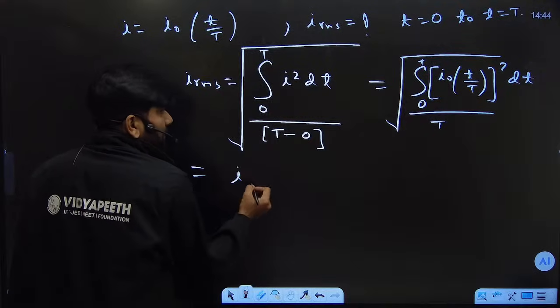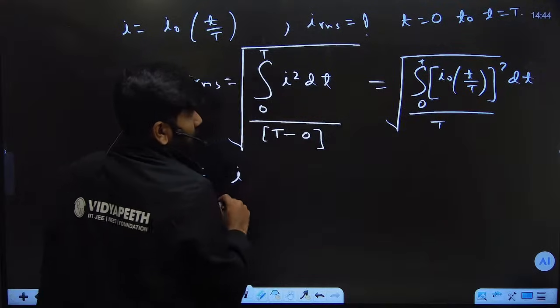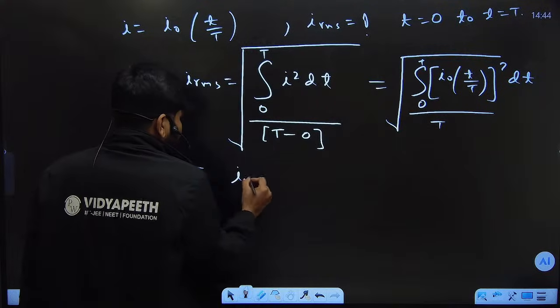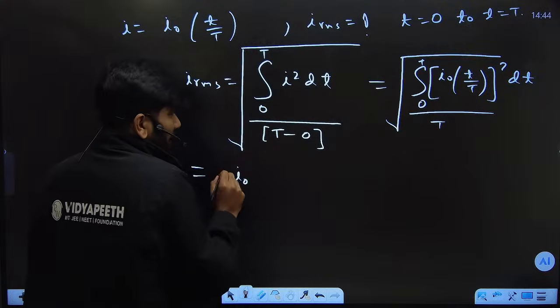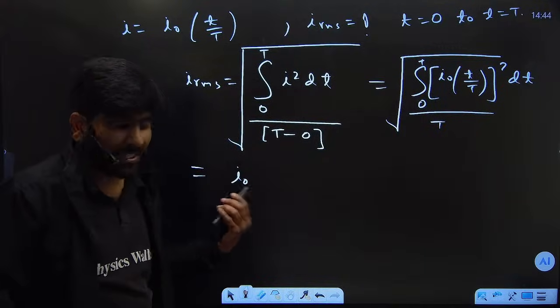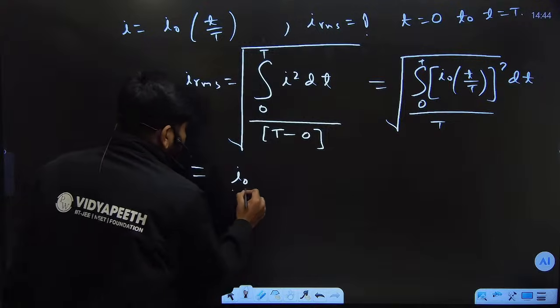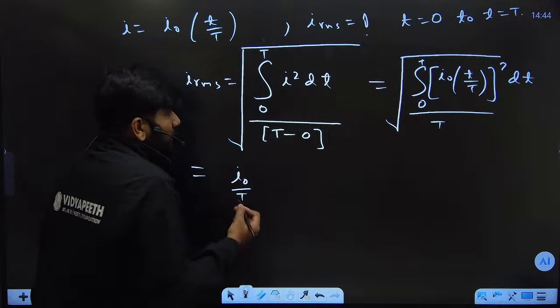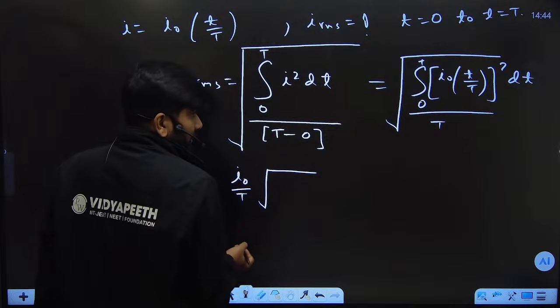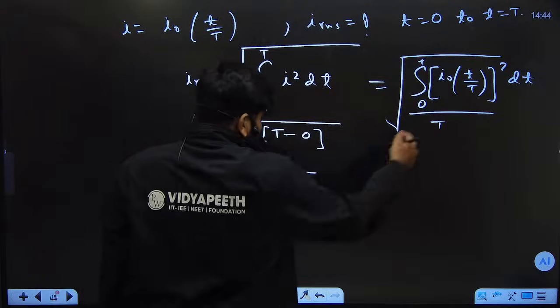I can take the I naught square outside, and due to the square root, the I naught square root is going to be I naught. Now since capital T is also constant, it will go out as T square. T square will go out of the square root and become t. So finally we are getting t, and one more thing, 1 by root t is lying here.